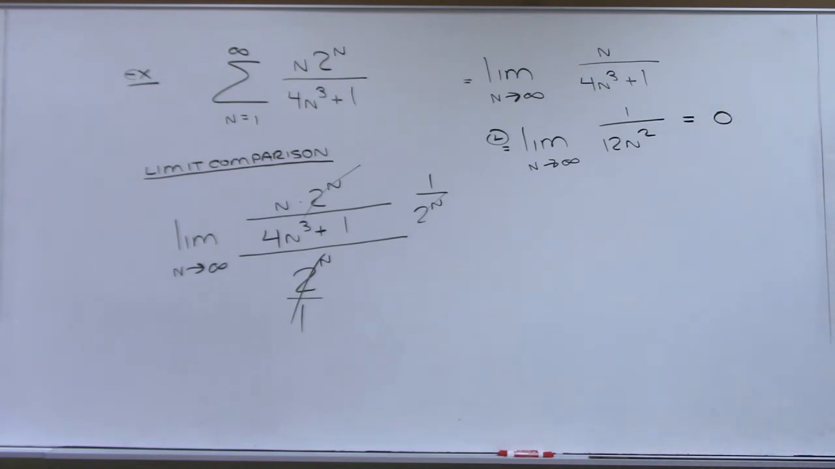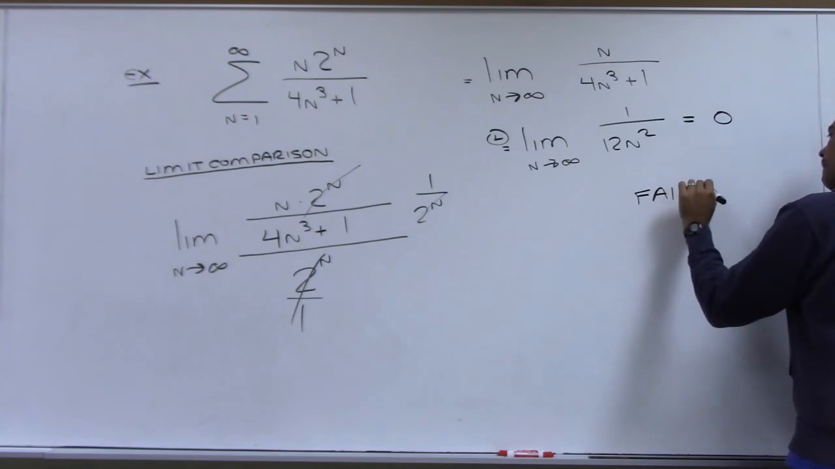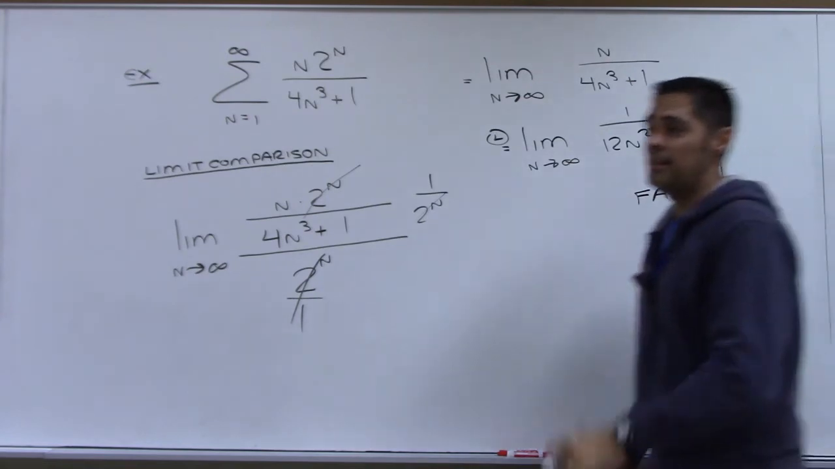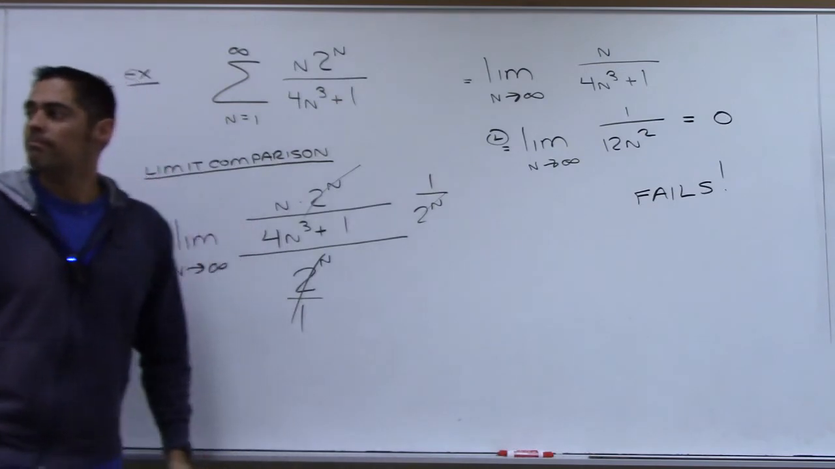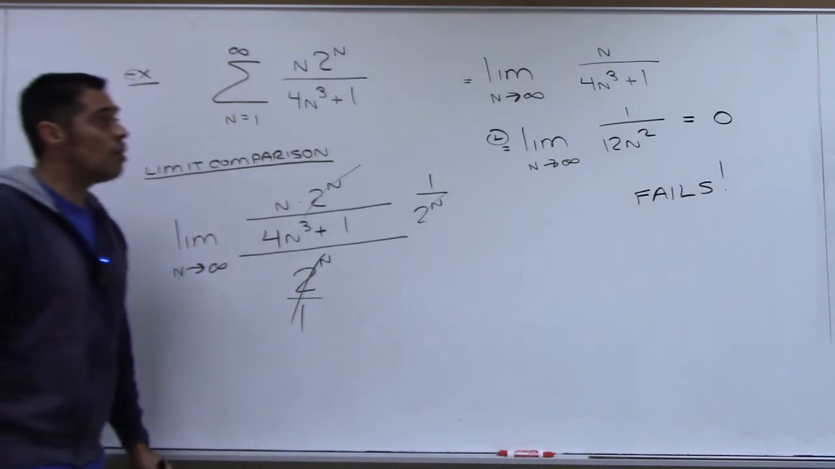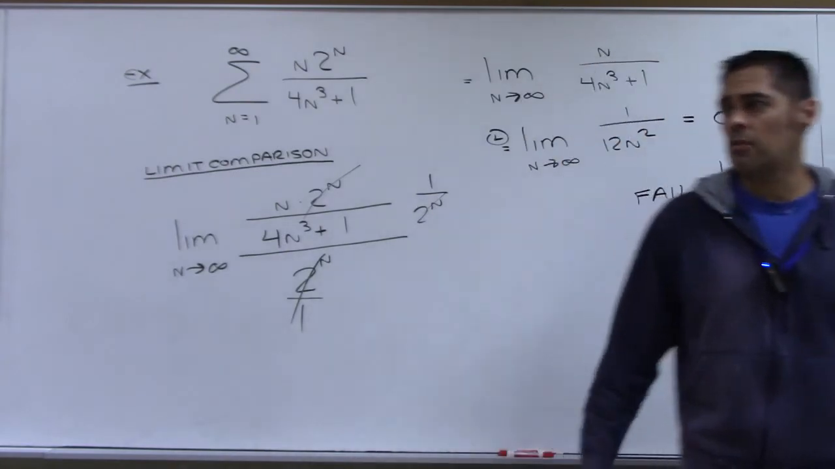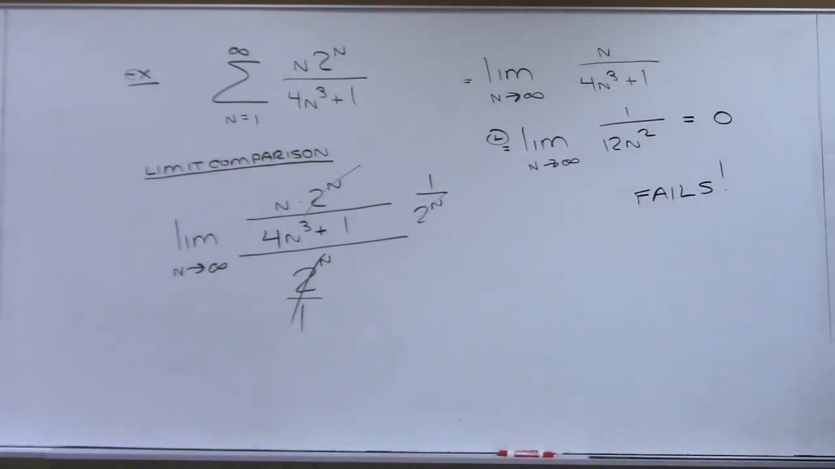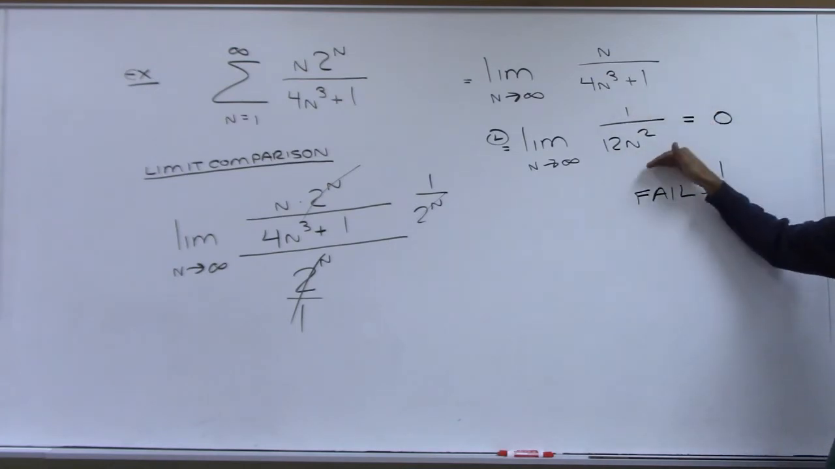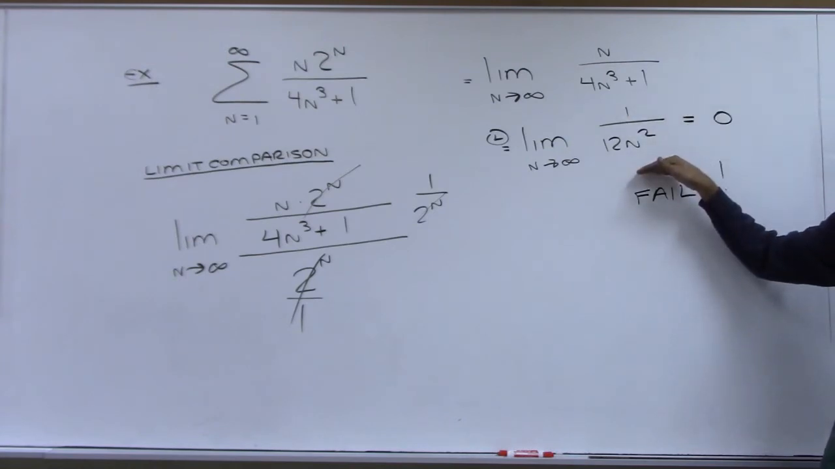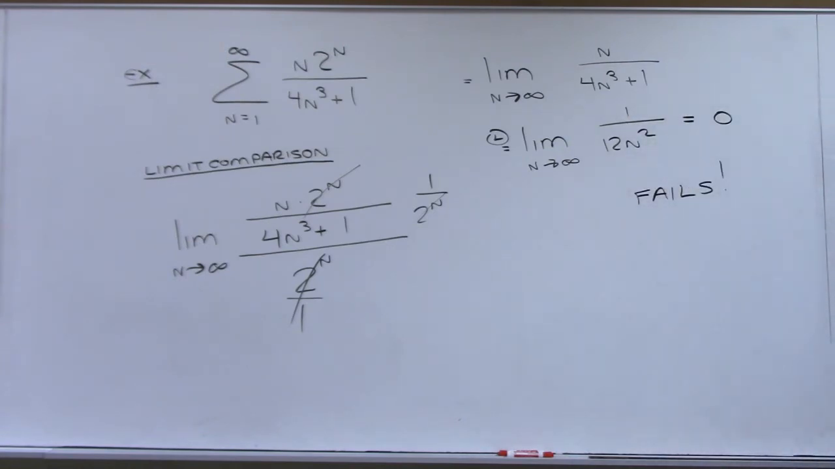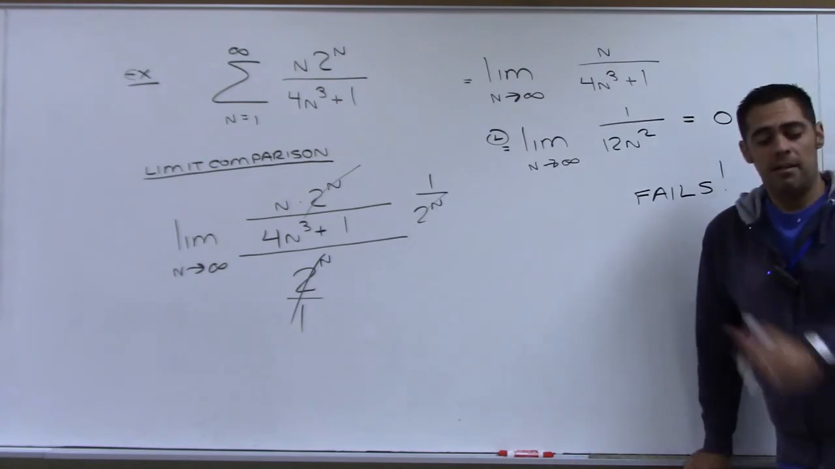Is that a positive constant? It's a constant, but is it positive? It's not positive, which means it failed. So 2 to the n did not work. How many times can you do L'Hopital? You can only do L'Hopital as long as you have 0 over 0 or infinity over infinity. As soon as you no longer have that form, you must stop. Here we have a fixed number over infinity, so we stop. Well, that sucks.